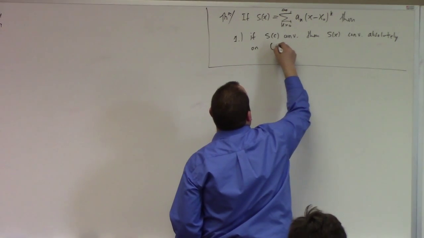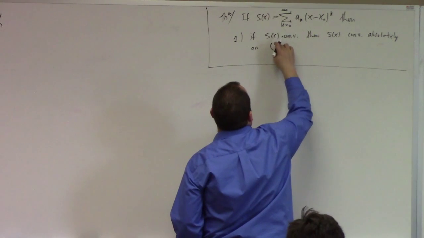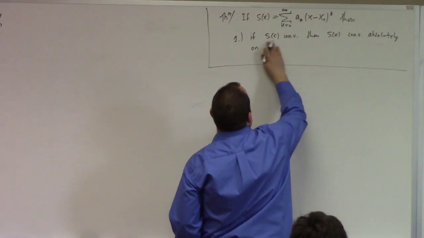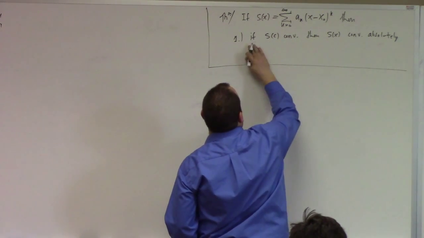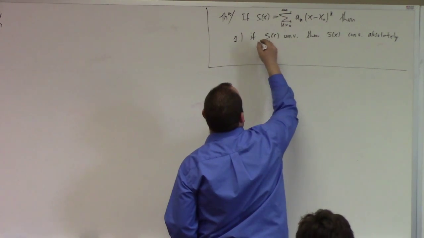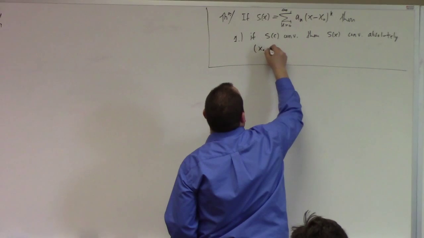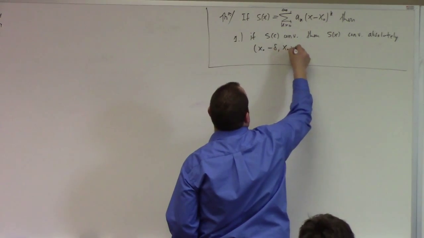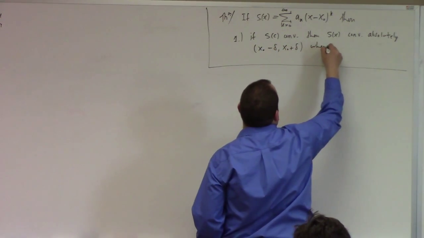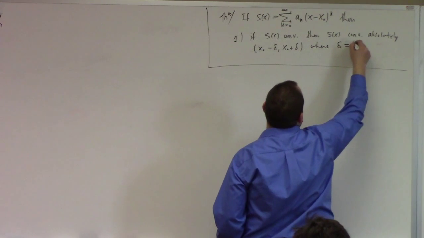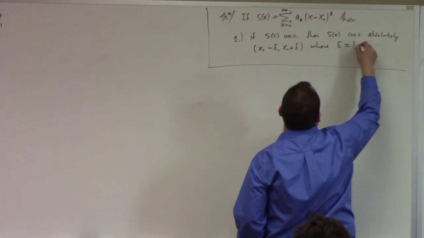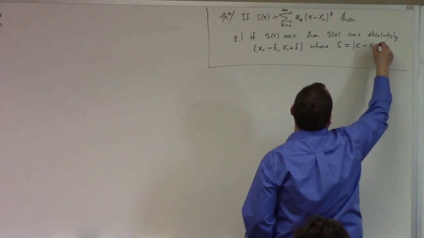Let me just write it this way. It converges absolutely on the interval (x naught minus delta, x naught plus delta), where delta is simply the distance from c to x naught. So it's like c minus x naught.